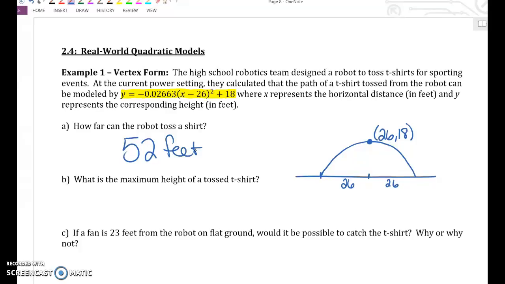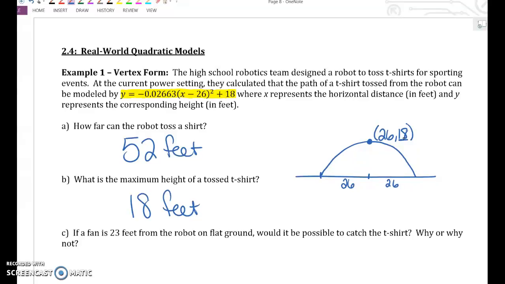answer? No, we just had to pick out what the vertex is and then think about what that vertex means. All right, B, what is the maximum height of the tossed t-shirt? 18 feet. We talked earlier about maximum and minimum. So the y value of the vertex is the maximum or minimum value. 26 feet horizontally into the t-shirt's path, that t-shirt is 18 feet high.